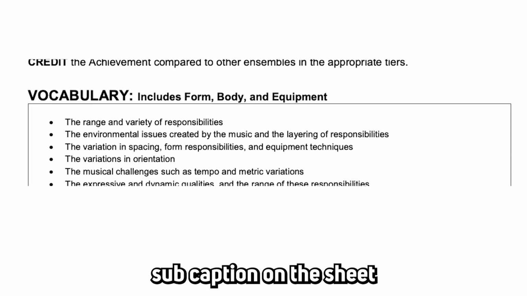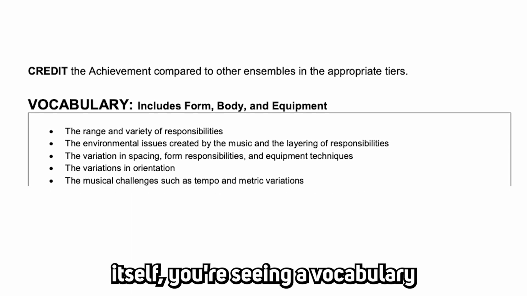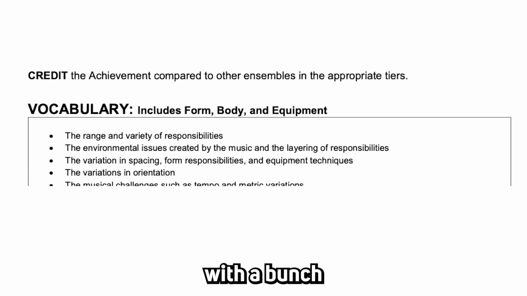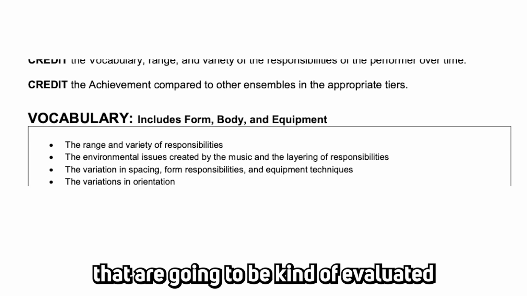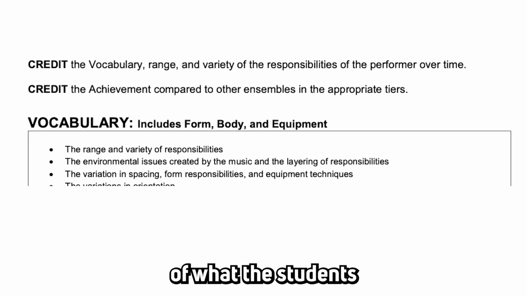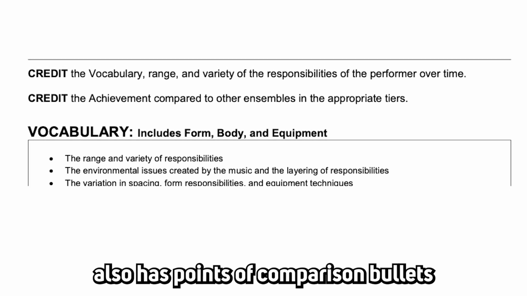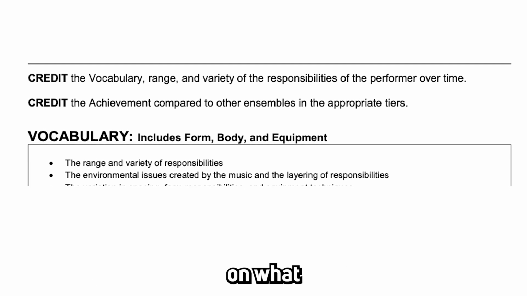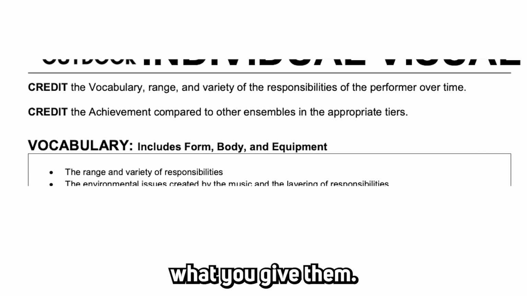Vocabulary is the what subcaption on the sheet. Achievement is the how. So when you look at the sheet itself, you're seeing a vocabulary with a list of points of comparison that are going to be evaluated within the what category of what the students are being asked to do. And the achievement box also has points of comparison, bullets on what the students really are being evaluated on, how they're fulfilling what you give them.